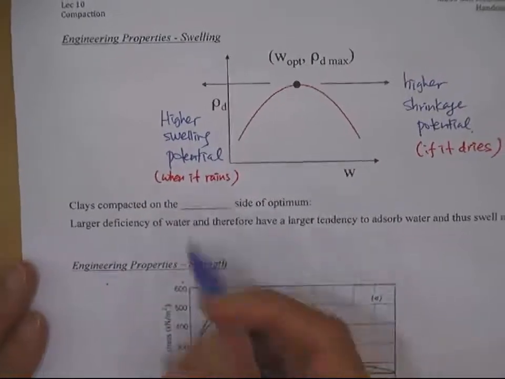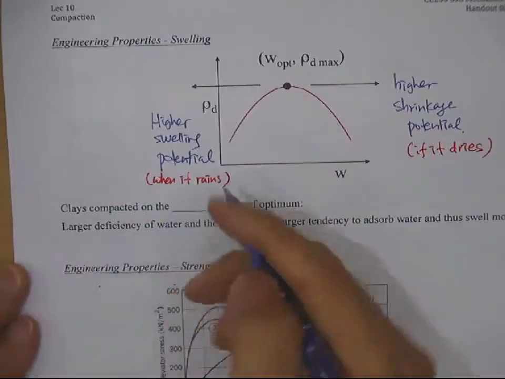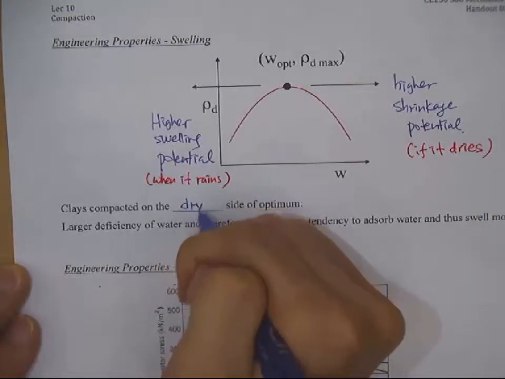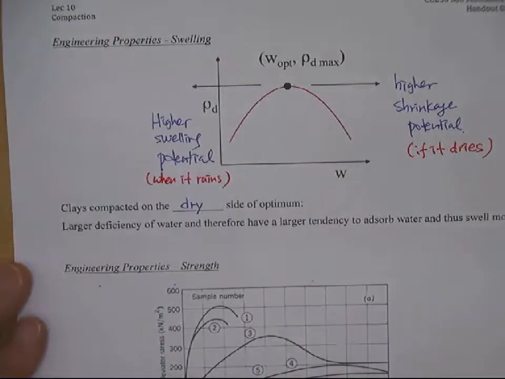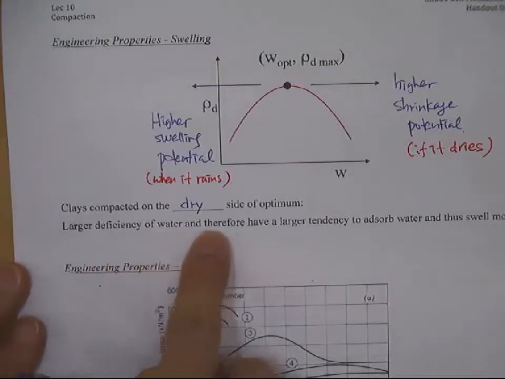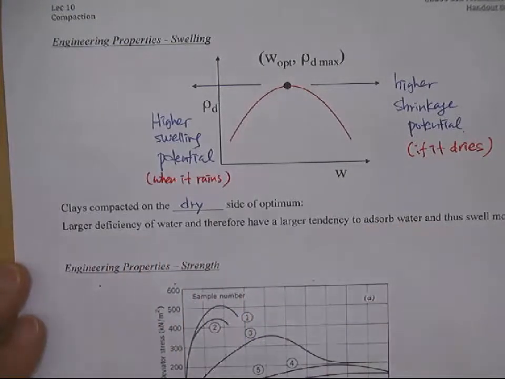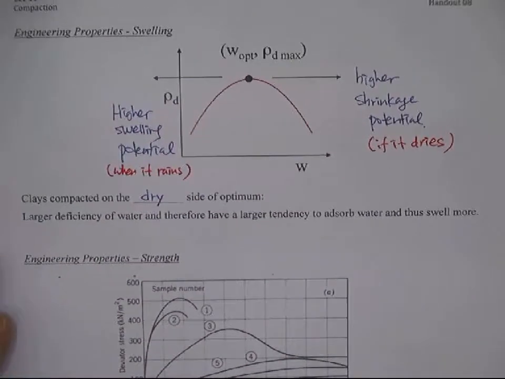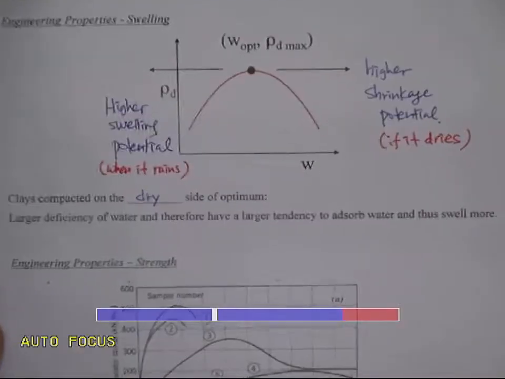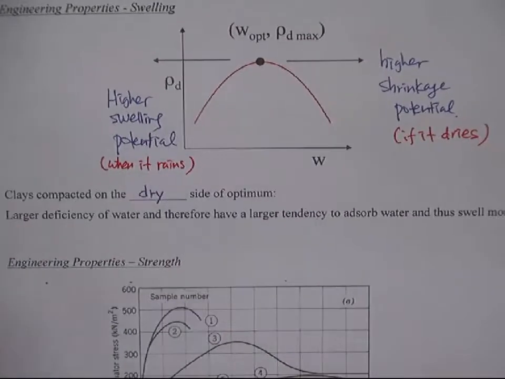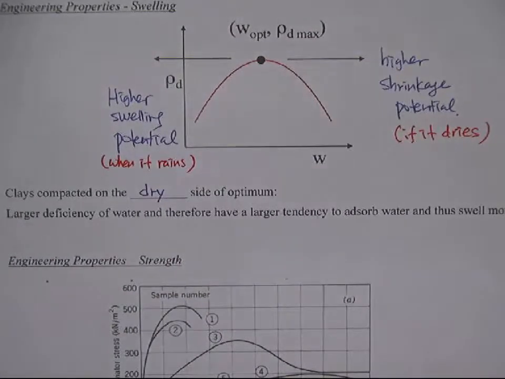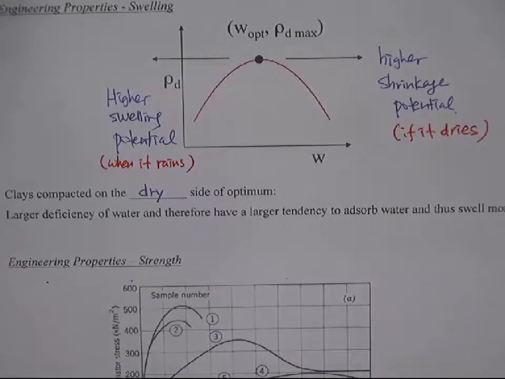So at the bottom here, clay compacted on the, answer is dry. Dry side of optimum, the larger deficiency of water and therefore have a larger tendency to absorb water and swell more. Actually, it's too obvious, very straightforward. Almost there.